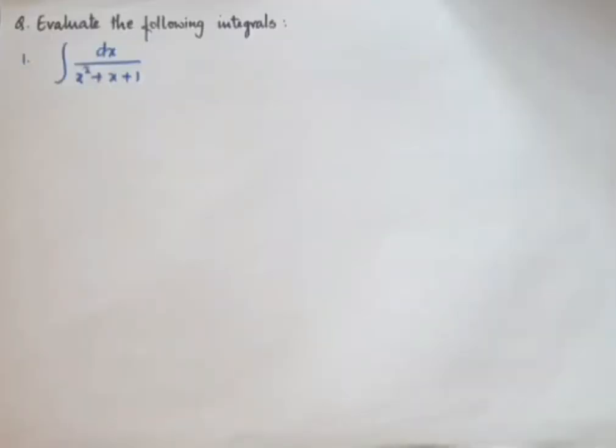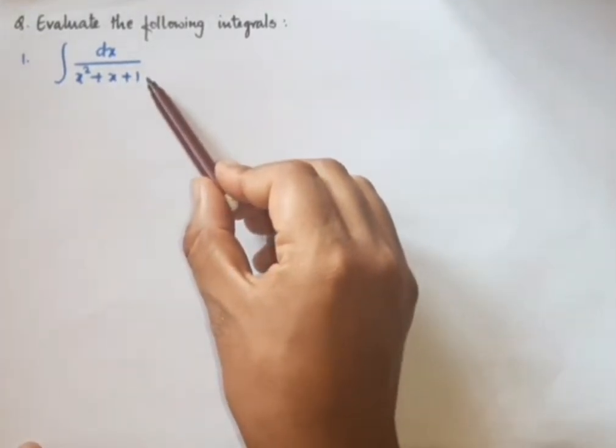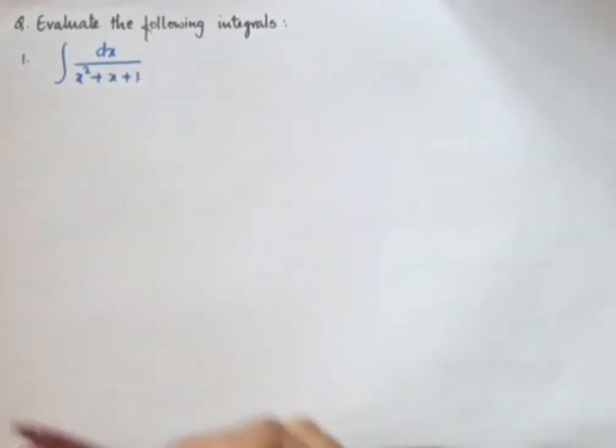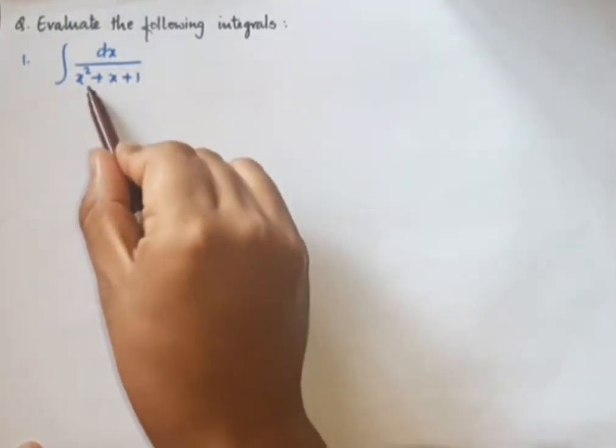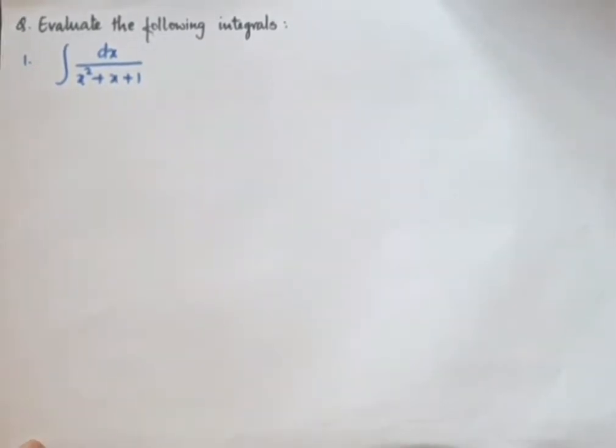Okay, so let's see the first question of the day. Question 1 falls under type A. Type A says that we need to express the quadratic expression, that is ax squared plus bx plus c, in terms of sum or difference of two perfect squares, right? So how to do it? Let's see.